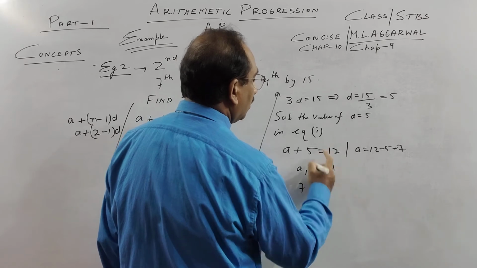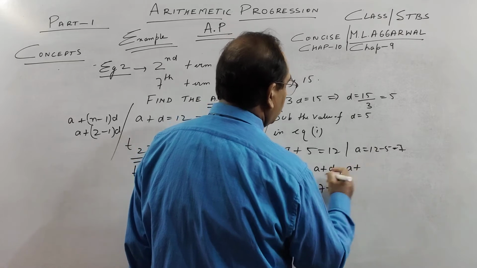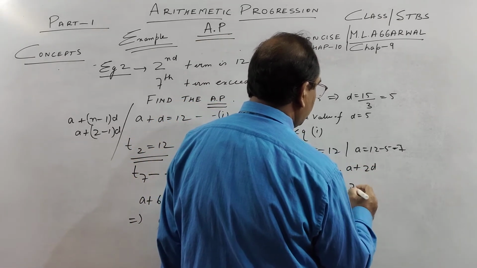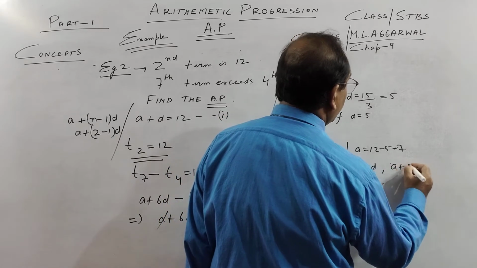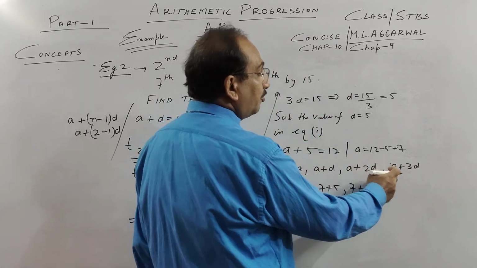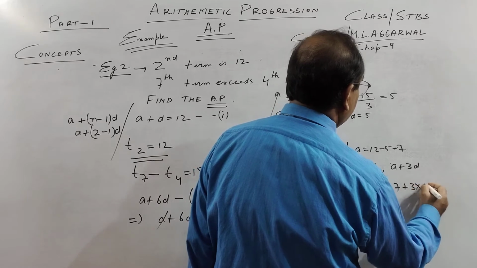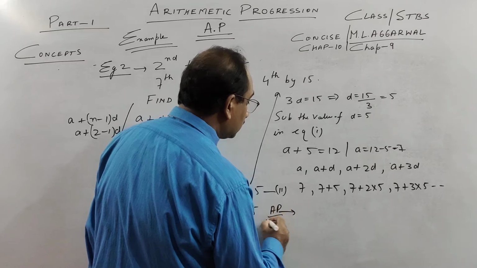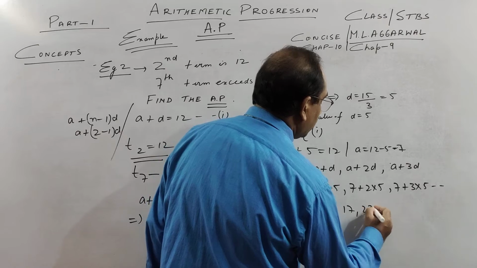And D is 5, so the second term will be 7 plus 5. The third term, as I taught you, is A plus 2D, so 7 plus 2 into 5. The fourth term, sorry, is A plus 3D. First term, second term, third term, one D less each time. So like that it will go. Our answer is: the AP is 7, 12, 17, 22, like that.